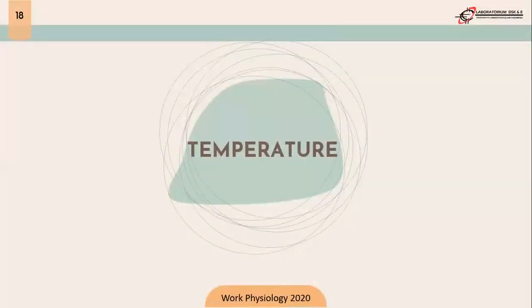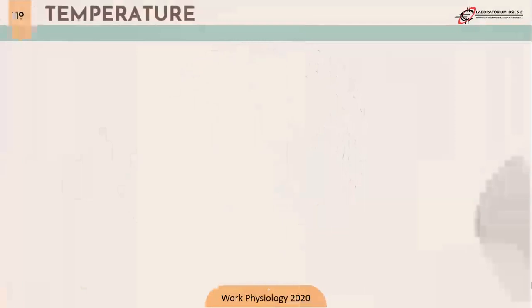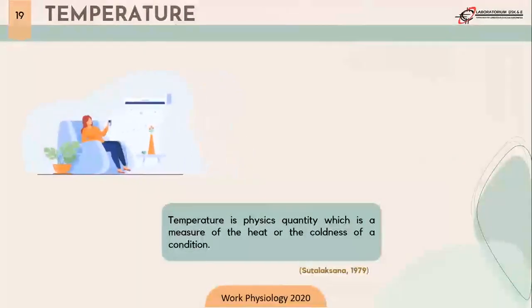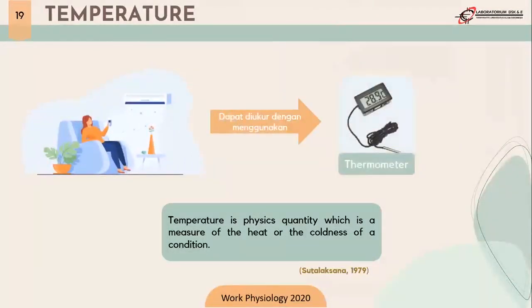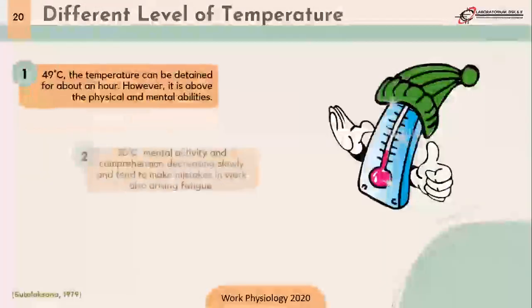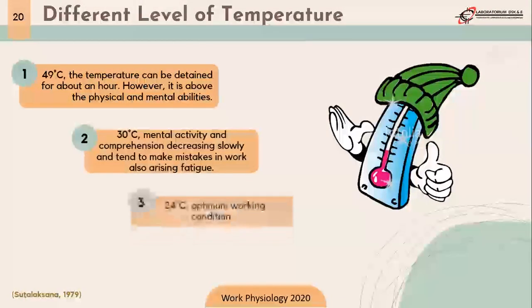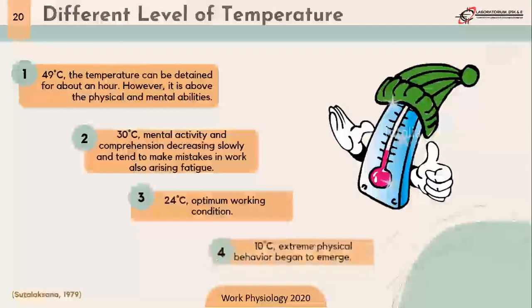Okay, next factor is temperature. The definition of temperature is a physical quantity which is a measure of the heat or the coldness of a condition, and we use a thermometer to measure it. Actually, each level of temperature will have a different effect on human performance. First is 49 degrees Celsius.